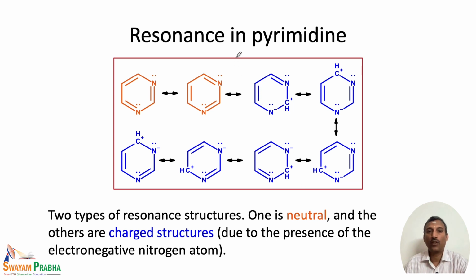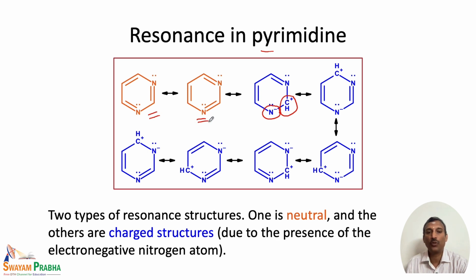And let us look at the resonance of pyrimidine, because before we understand how pyrimidines can undergo reaction, we need to understand how the resonance exists in pyrimidine. We have neutral structures without any charge. These are the 2 resonance structures that are possible for pyrimidine, and we also have the charged structures for pyrimidine. So, these are the various structures which are possible for the resonance.